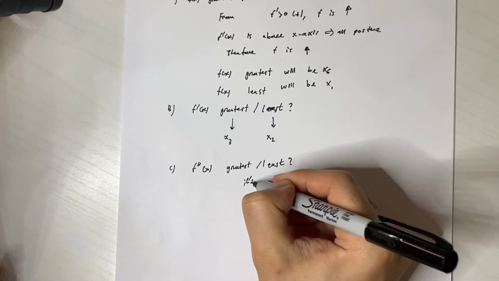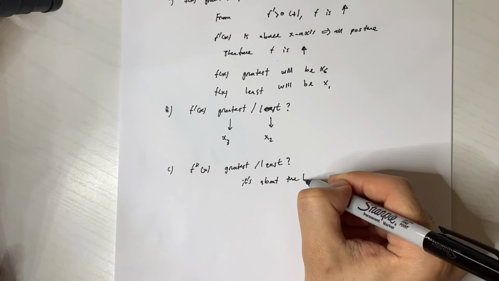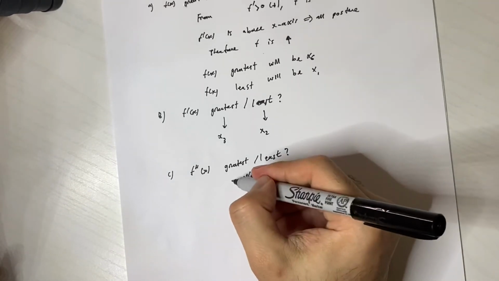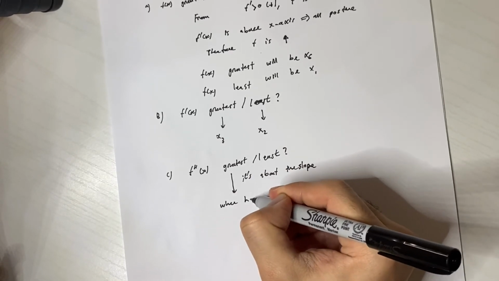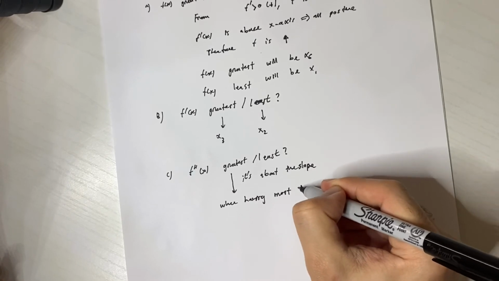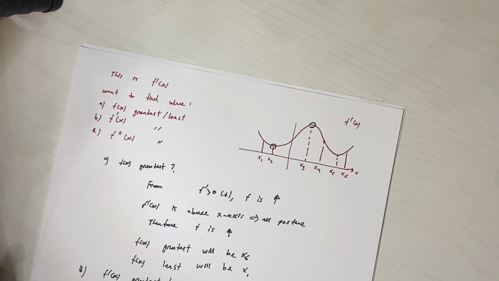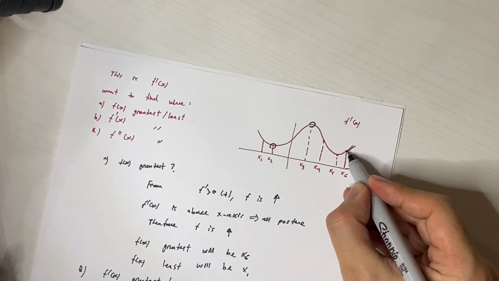What we have to think about here, since we are given the first derivative, is that the second derivative is just the derivative of the first. So we think in terms of the slope. It's going to be greatest where we have the steepest positive slope, and that's going to be at x6.